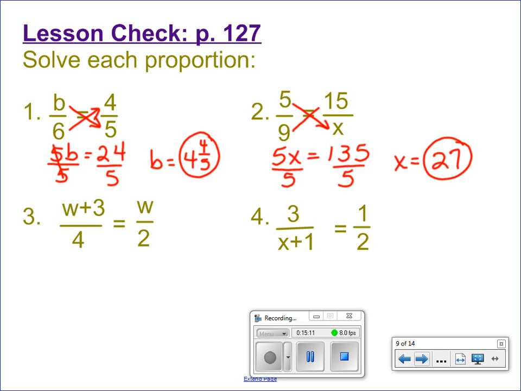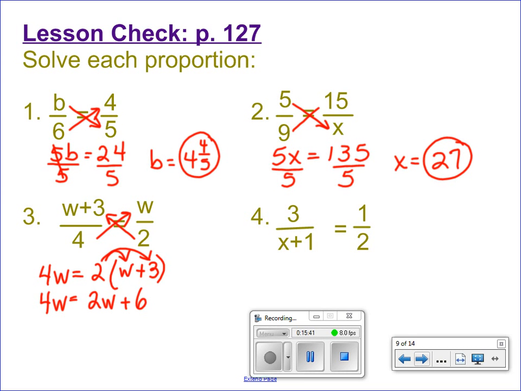Okay. Number 3. Again, I like using cross products. 4 times w is 4w. Doing the other cross product, I have 2 times w plus 3. And again, that w plus 3 must be put into parentheses. My next step is going to be to distribute. 2 times w is 2w, plus 2 times 3 is 6.